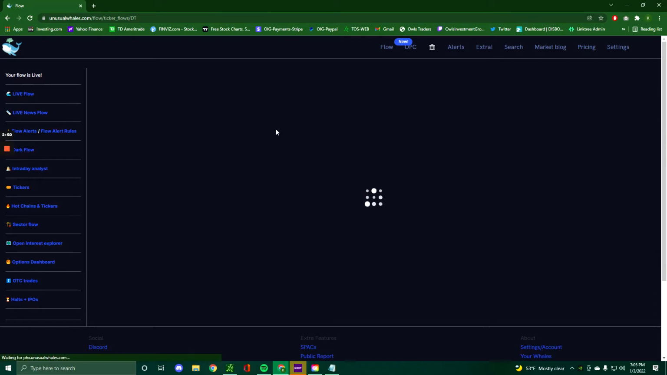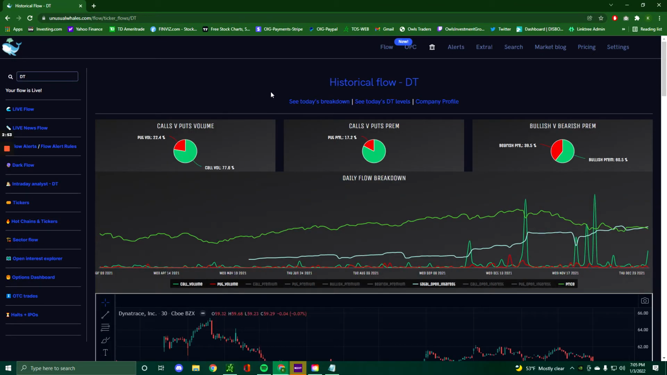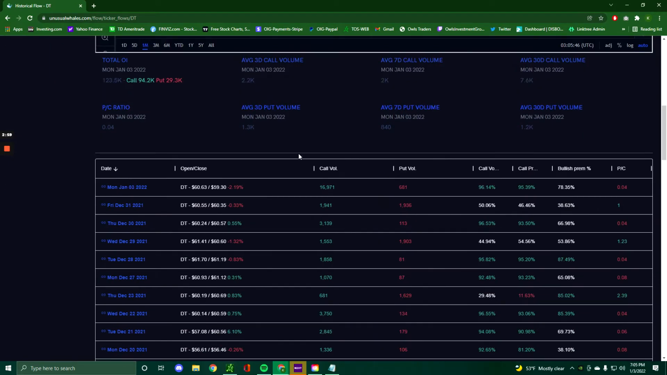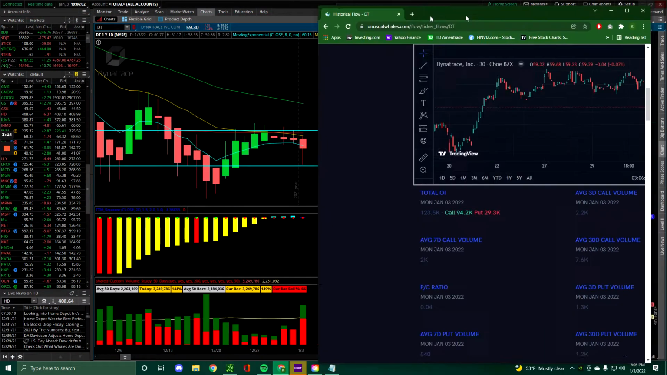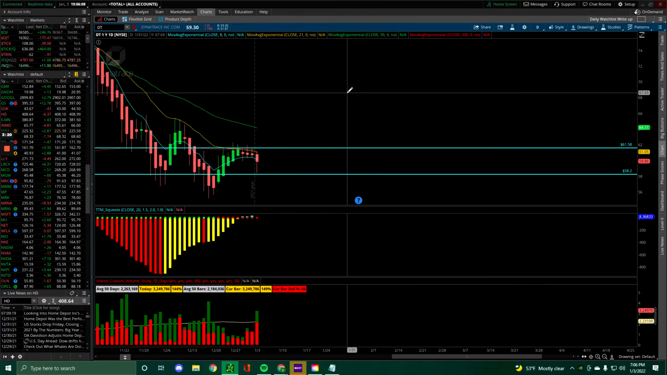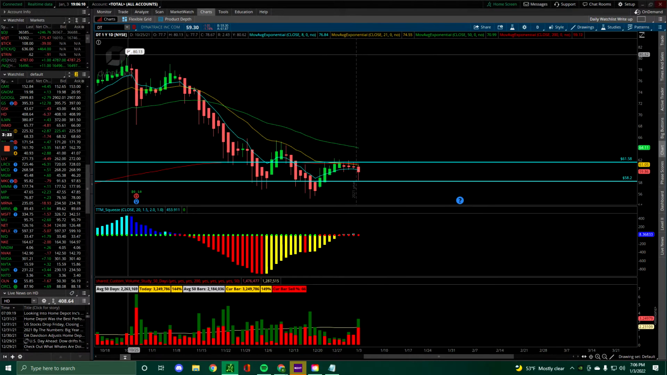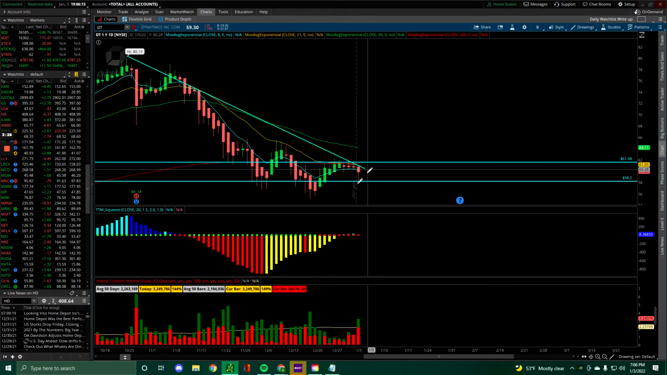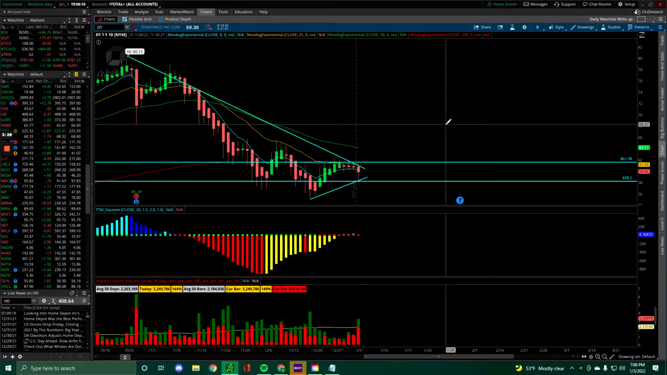And now if you click it, we can see the historical flow, which looks like 77.6% call volume to 22.4%. And if we look at the option chain as far as the call volume versus put volume, today has been very bullish. So 16,971 calls to 681 puts. So with that being said, if you go back to the chart, we would like to see if DT could break over the 61.58 and get out of this downward trend line and see if it can pop right back up. So that is DT.